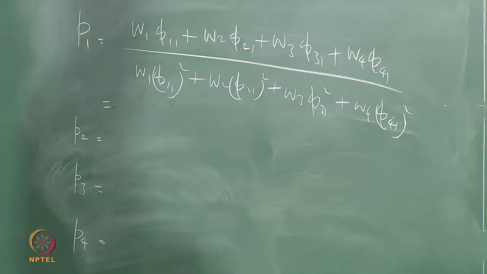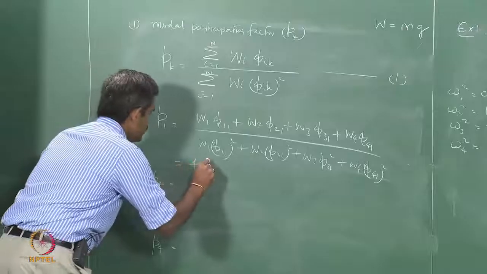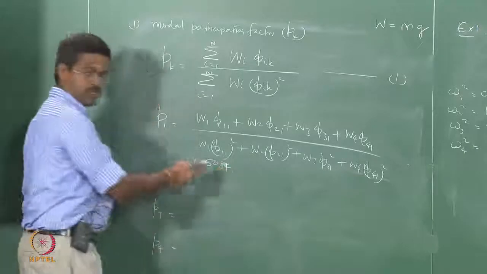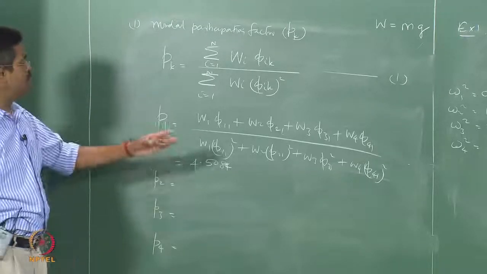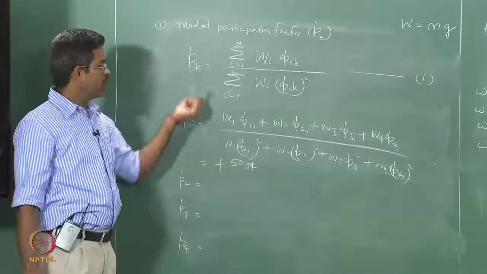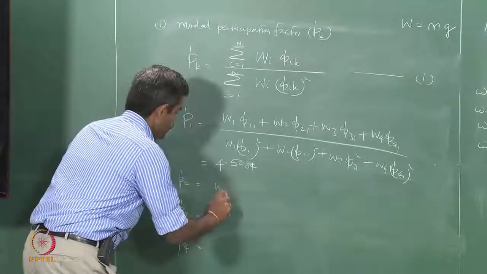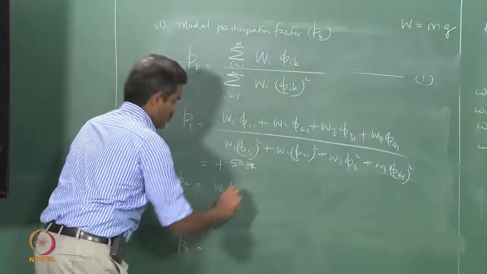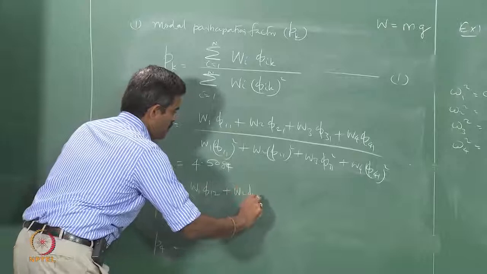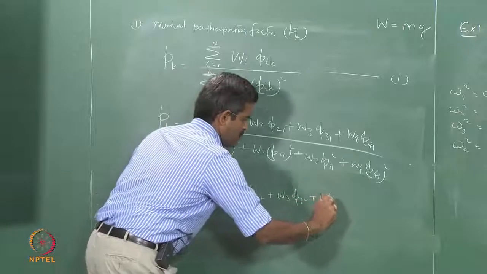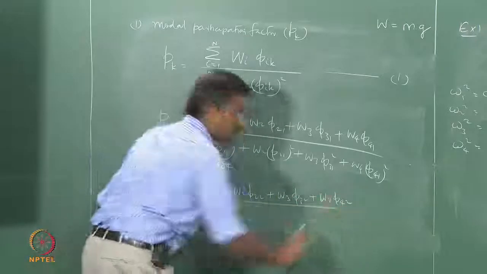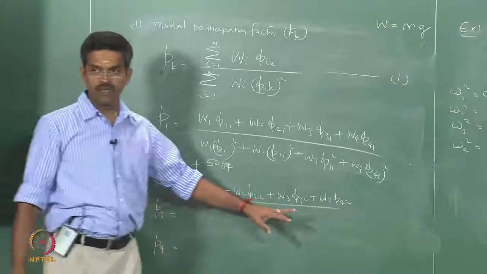How much? 4.508. Is it positive? So, can you give me the value of P2? Now, if you substitute this, the count is going to change for k. If you rewrite this equation here, it will be W1 phi 1 2 plus W2 phi 2 2 plus W3 phi 3 2 plus W4 phi 4 2 divided by the sum of the squares of this. So, only the second count will change. Now, we are looking for the second column of phi.